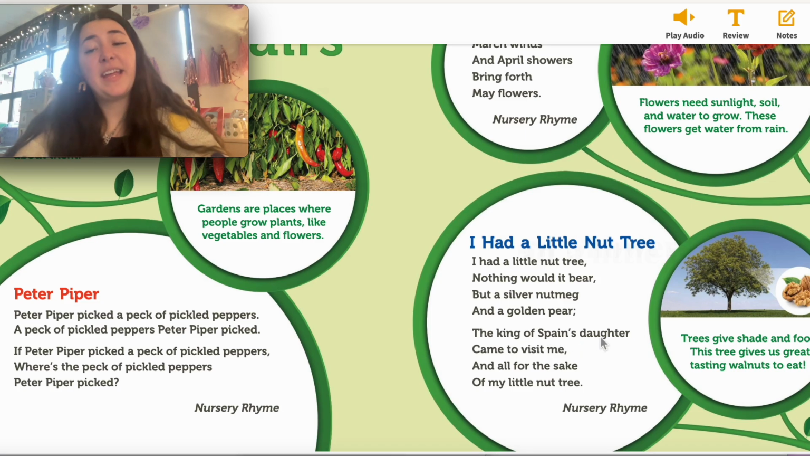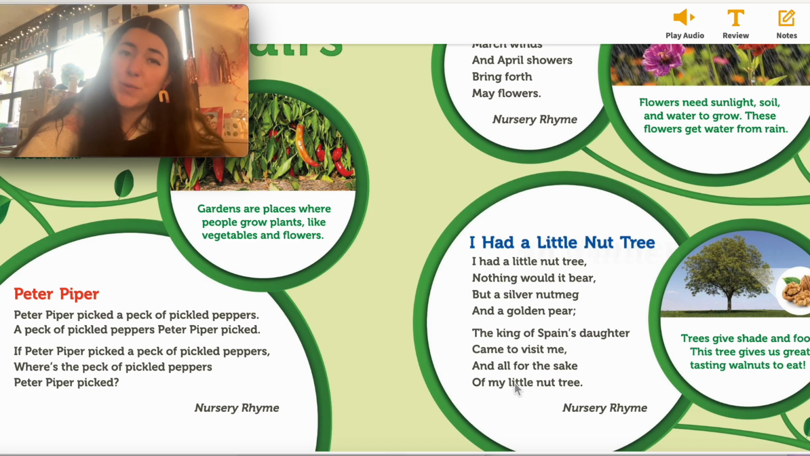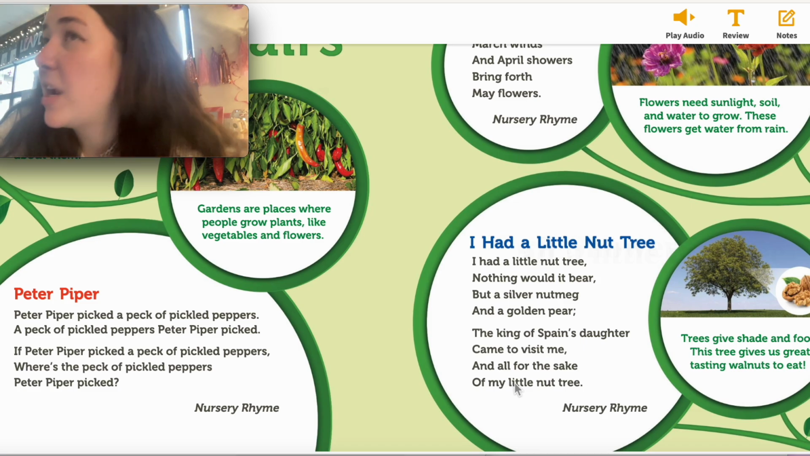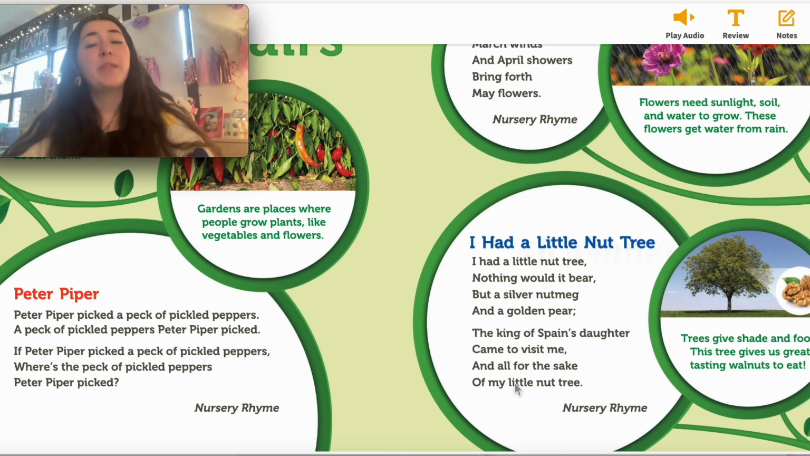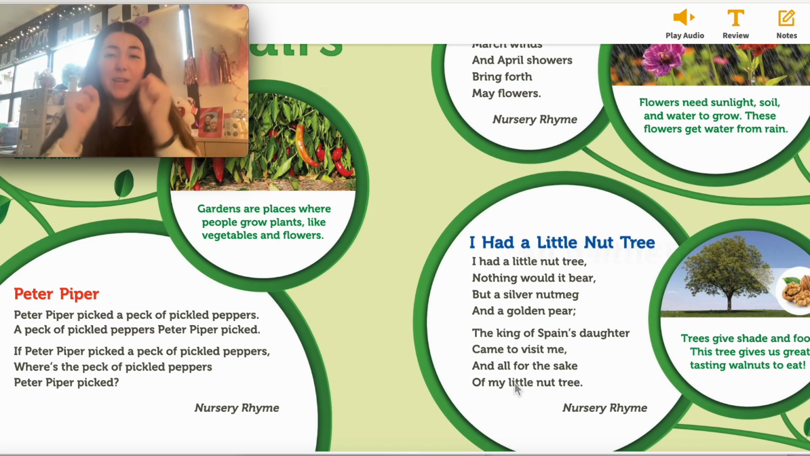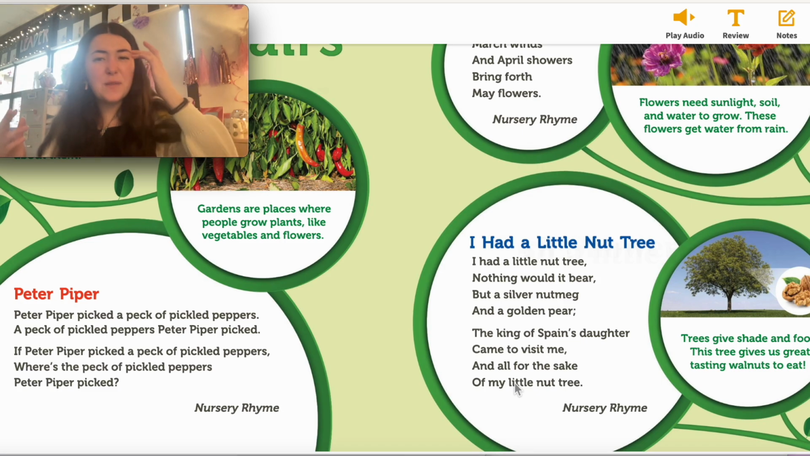The King of Spain's daughter came to visit me, and all for the sake of my little nut tree. I heard another rhyme. Did you hear another rhyme? What was it? Tell me in your microphone. Yeah, came to visit me, and all for the sake of my little nut tree. Me and tree both end in E, which makes them rhyming words.